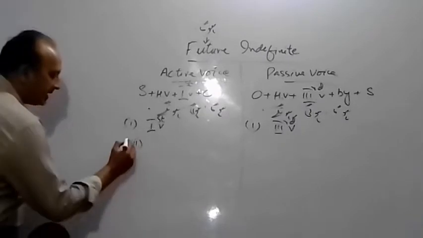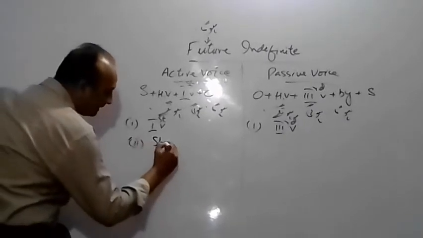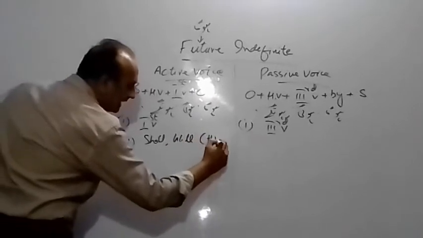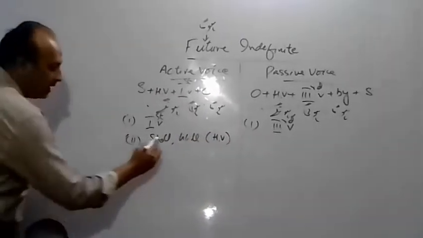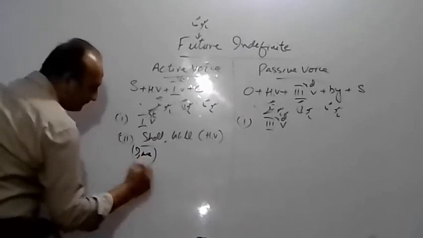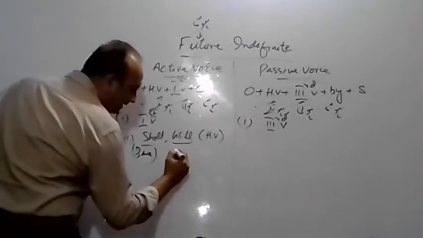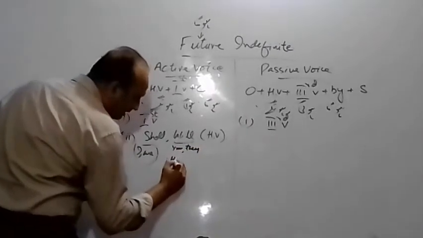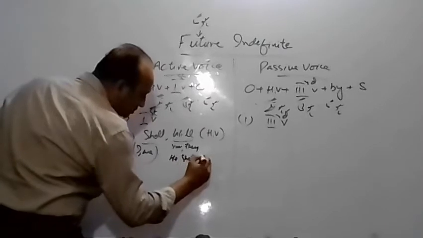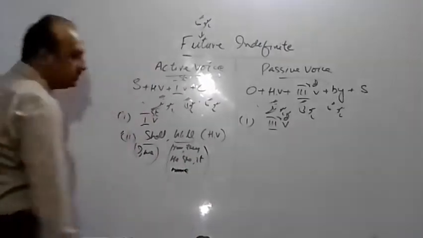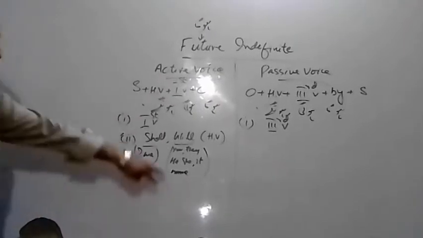Do or does. Right. So here we apply two helping verbs, shall and will. These are the two helping verbs we apply. Okay? We apply shall with I and we, whereas will is applied with you, they, he, she, it, and any third person with a name. Okay? So these are the helping verbs.